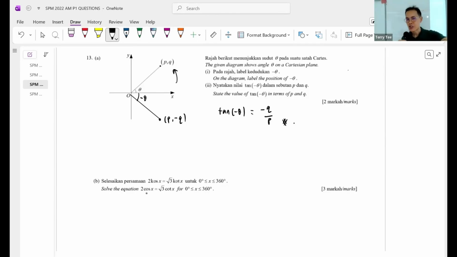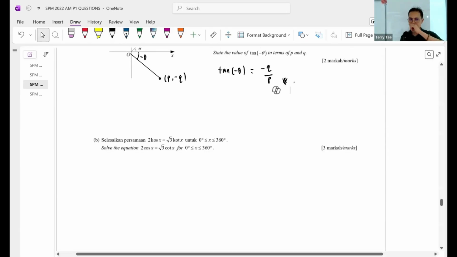Okay. But remember, tangent is your opposite over adjacent. Your opposite is q, your y value. Adjacent is p. Now here put a negative because your y value is negative. Okay. Moving on to part B. Solve this equation.